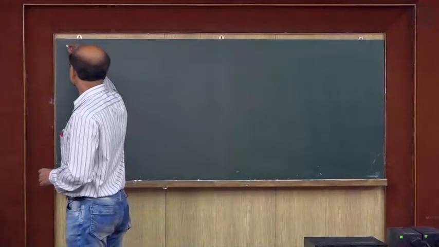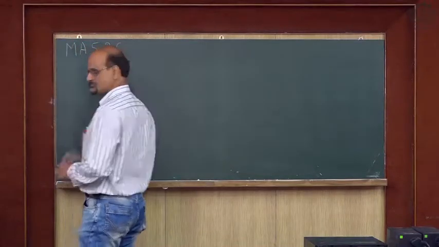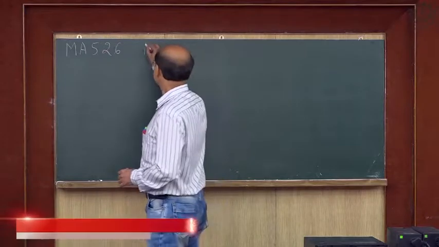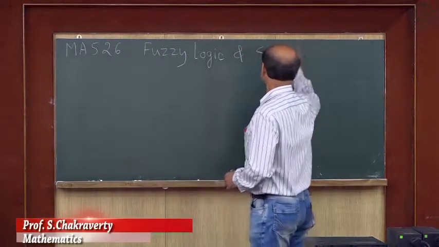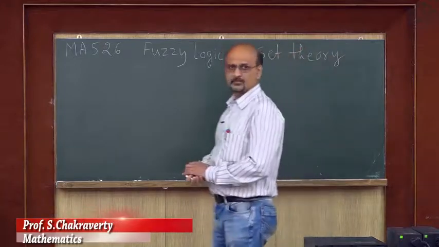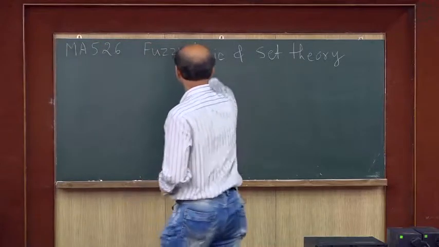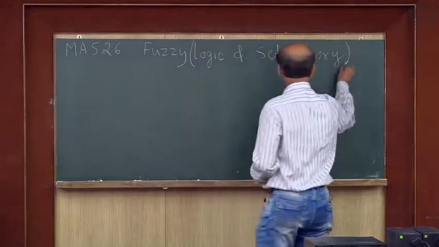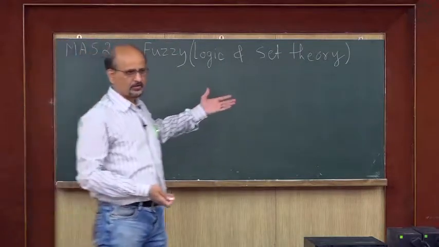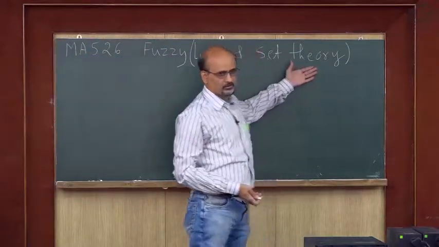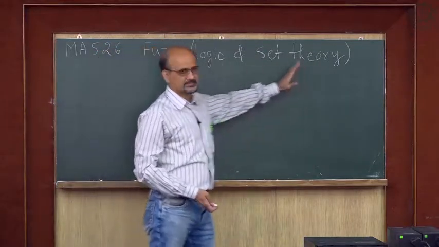This class number is MA 526, that is fuzzy logic and set theory. Fuzzy logic and set theory. So, I hope you know logic and set theory. What is logic? Logic theory and set theory you already know. Here the word fuzzy is added to logic and set theory.